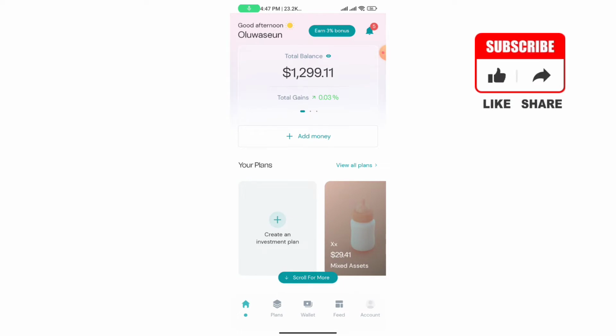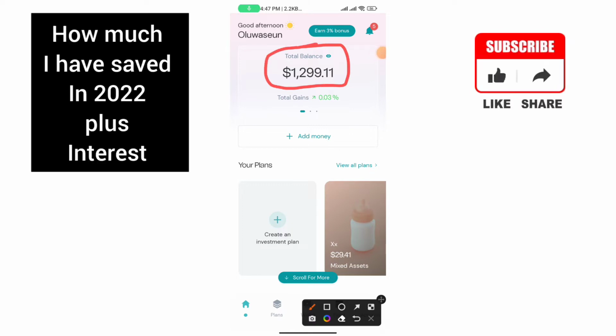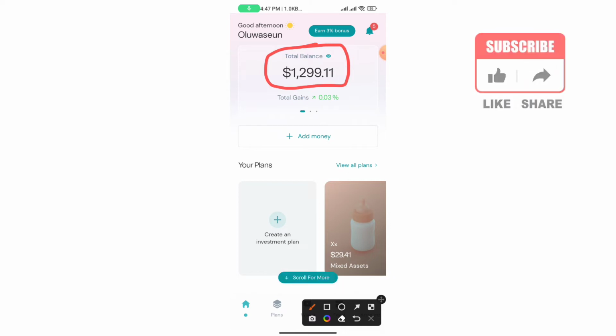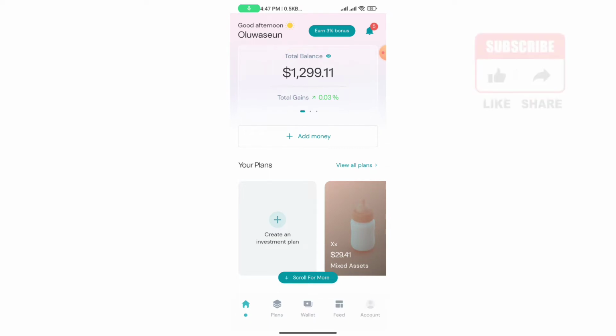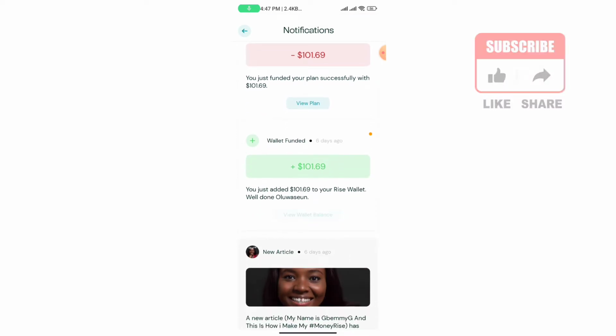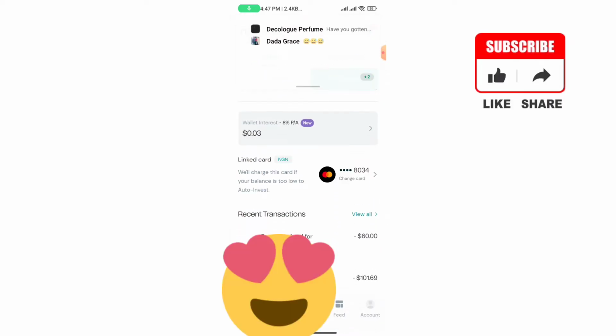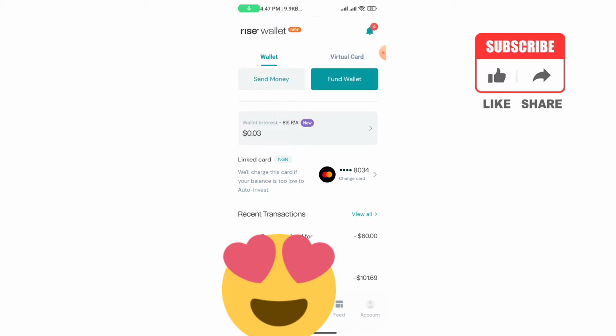Now this amount you can see here is the total amount I have saved in my Risevest account. I started this journey in the beginning of the year, January. So this is the amount I have in my Risevest account, and I'm going to teach you how to navigate it. Okay, now when we come to notifications, it's going to show you the last time I funded. Here you can see the history of when you fund your account.